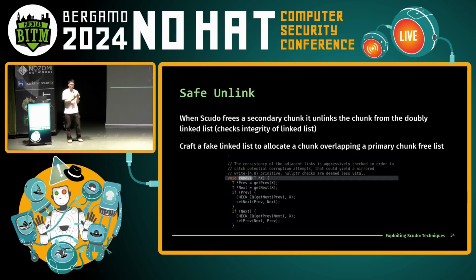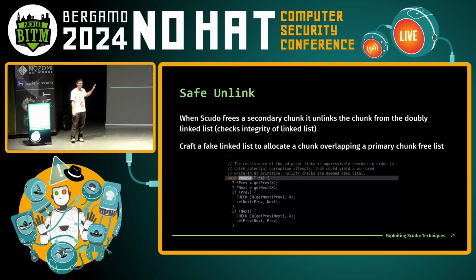And when a secondary chunk is freed, this secondary chunk header is unlinked from the doubly linked list of allocated chunks. And unlinking from a doubly linked list is known to be potentially a way to exploit an allocator. The problem with Scudo is that Scudo actually checks the integrity of the linked list. So Scudo will follow the next pointer and then follow the previous pointer and make sure that this points back to the start. Same for the other way around.